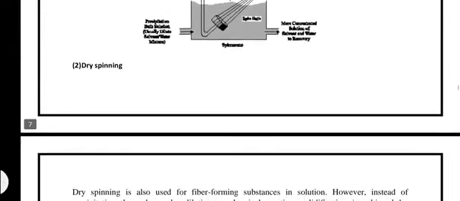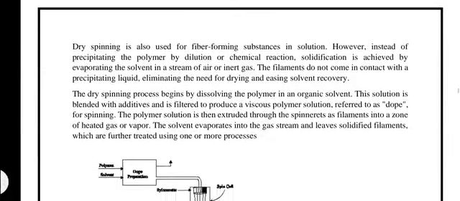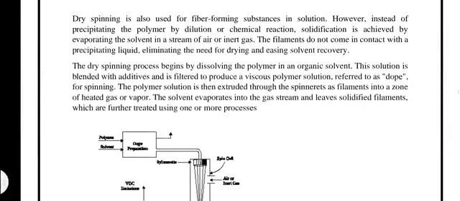The next one is dry spinning. Dry spinning is also used for fiber forming substances in solution. However, instead of precipitating the polymer by dilution or chemical reaction, solidification is achieved by evaporating the solvent in a stream of air or inert gas. The filaments do not come in contact with the precipitating liquid, eliminating the need for drying and easing solvent recovery.